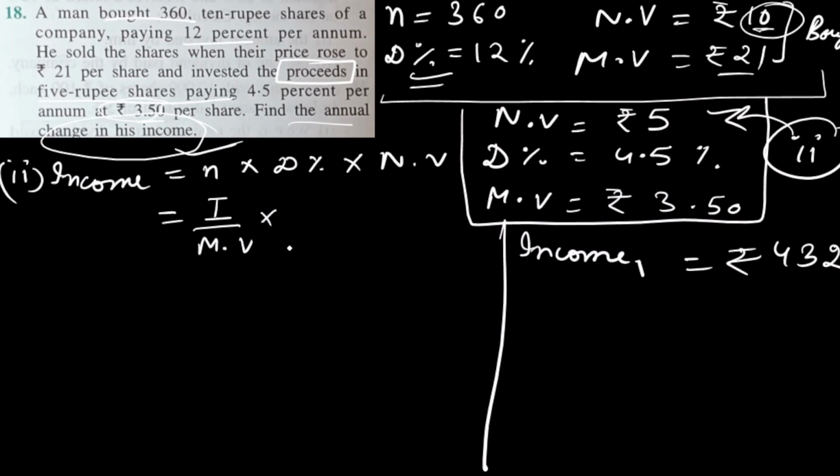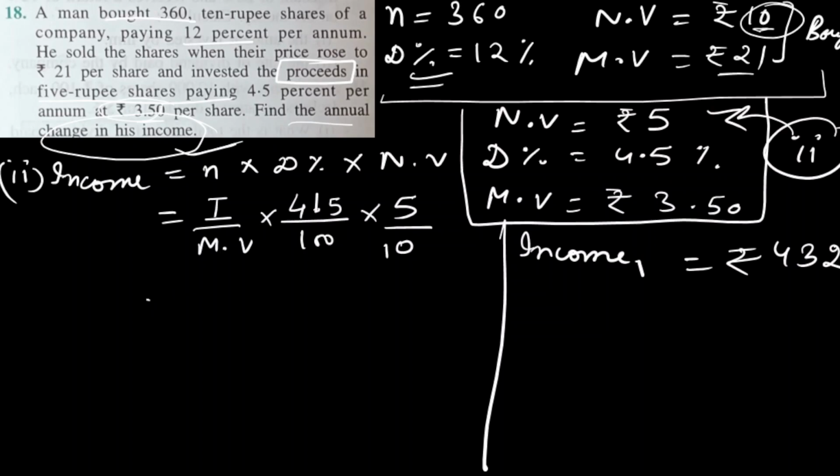What is the dividend percent? 4.5 by 100. I'll write the nominal value for this one, which is 5. Here I'll remove one decimal from here, and it will also become 5 by 10. Whenever we are removing a decimal from the numerator, that number will come to the denominator.